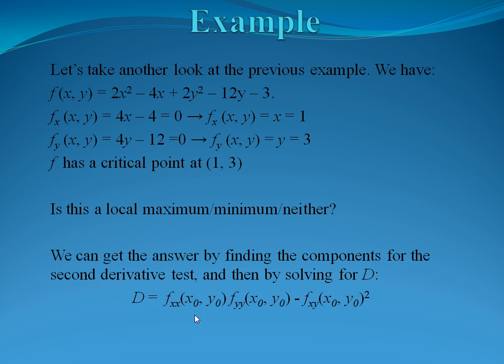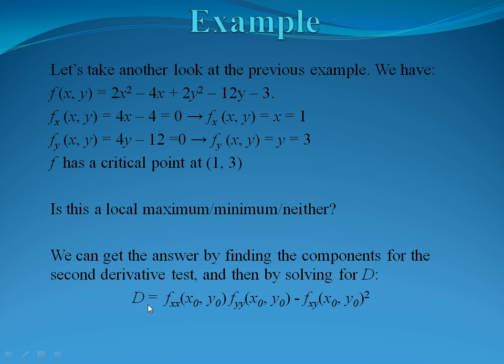So let's go back to our example. This is the example we looked at before. We found our first partials. From there we solved for our critical points. We had a critical point at (1, 3), and now we want to find out, is it a local max, a local min, or neither? So again, we're going to use the second derivative test.